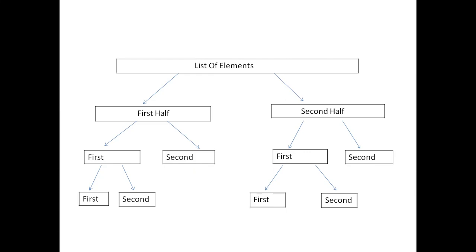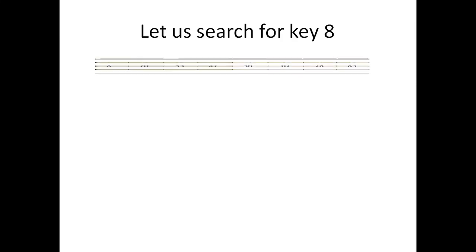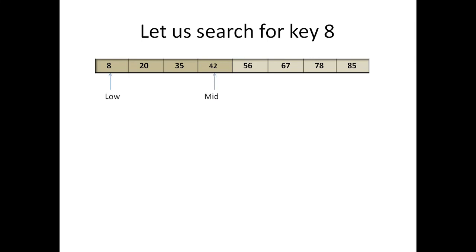Let us consider an example. Now let us search for the key 8. We have these elements. All these numbers must be in sorted order. Initially, low is pointing to 8, mid is pointing to 42, high is pointing to 85. Notice that 8 is less than 42. So, we need to consider the first part. So, the second half is untouched.